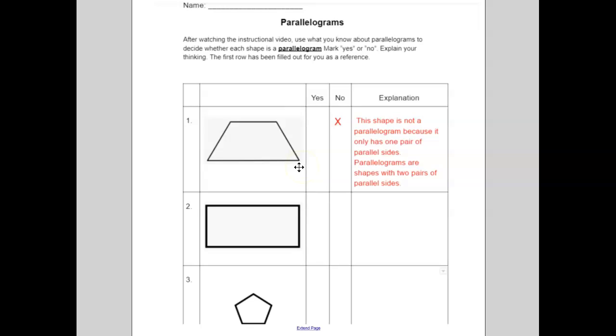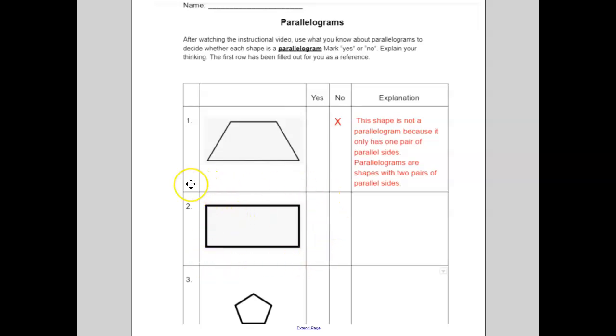Is it a parallelogram? Well, these two sides are parallel. Are these two sides parallel? No, they would intersect. They're getting closer together. So I had to put my X in the no column, and I said this shape is not a parallelogram because it only has one pair of parallel sides. Parallelograms are shapes with two pairs of parallel sides.